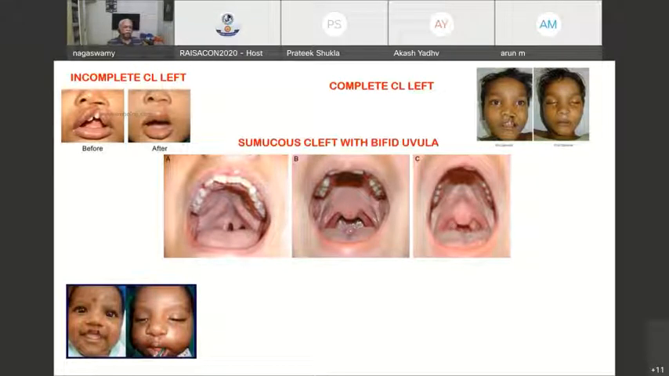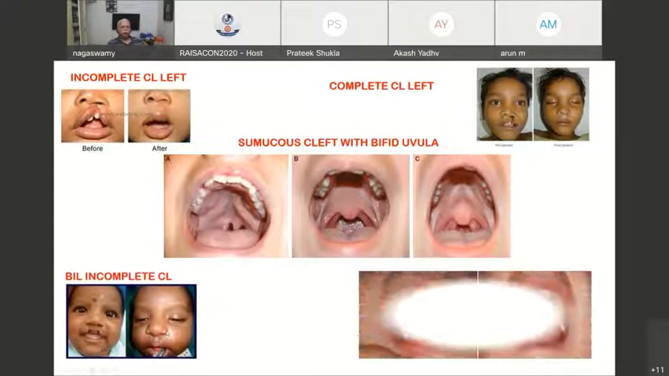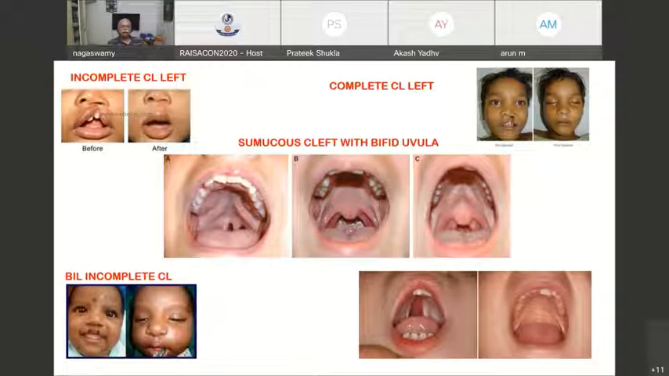This is again a bilateral incomplete cleft which has been nicely reconstructed. The beauty of correction is only in creating a good philtrum and making the ala and the nostril sill normal. If that is achieved, that means it's a beautiful repair. Otherwise, the surgeon is not good enough. Again, you can see what type of cleft this is. I have shown you so many pictures. Now you tell me what type of cleft it is. Complete or incomplete?